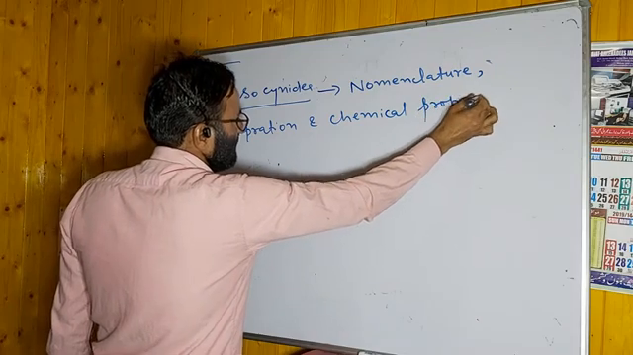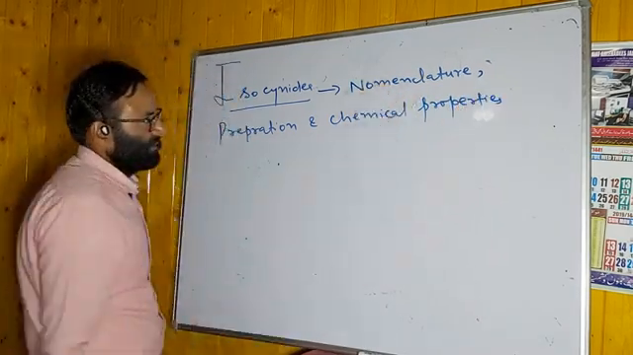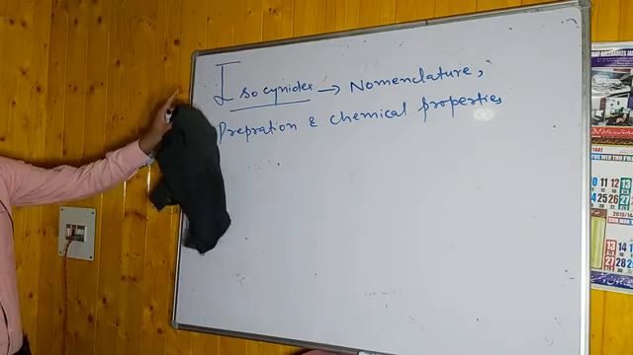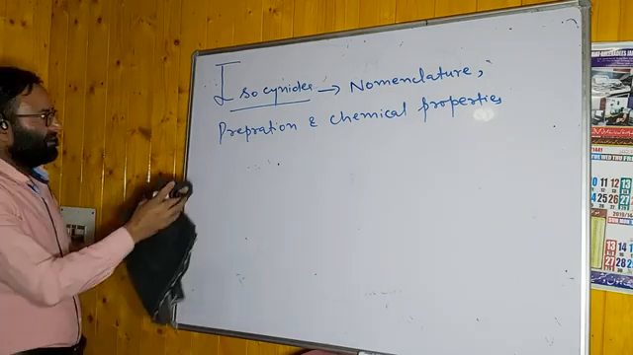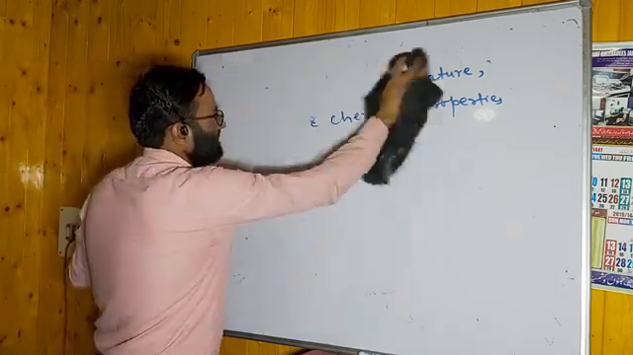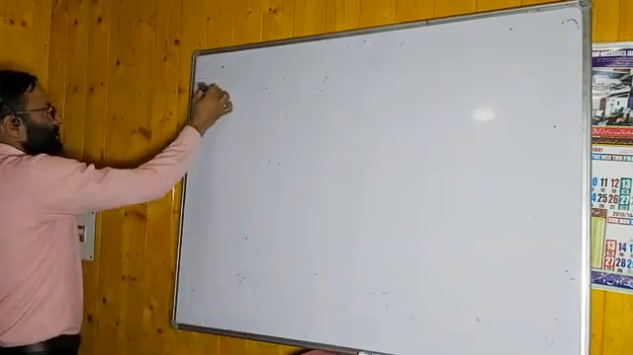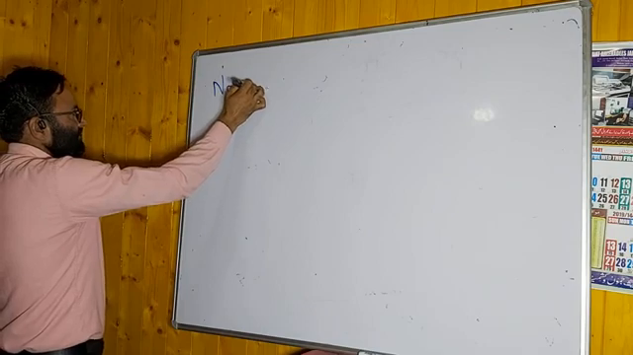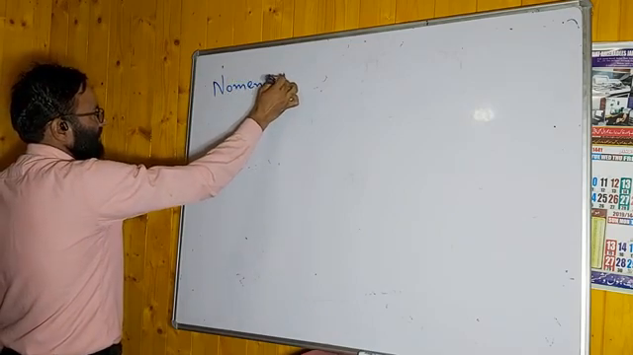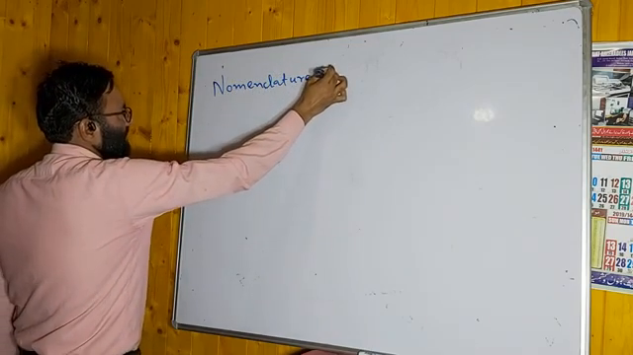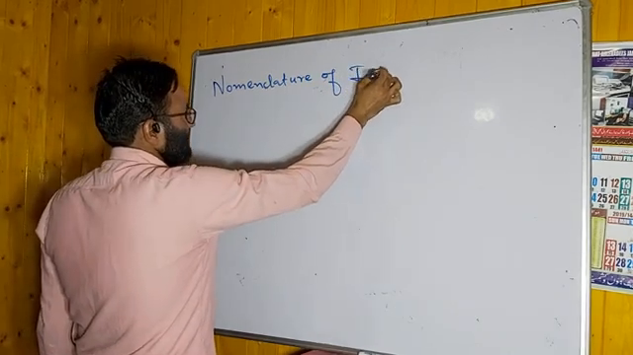of isocyanides. Remember this point. Now we first discuss the nomenclature of isocyanides. This is the first topic we had to discuss, that is nomenclature of isocyanides.